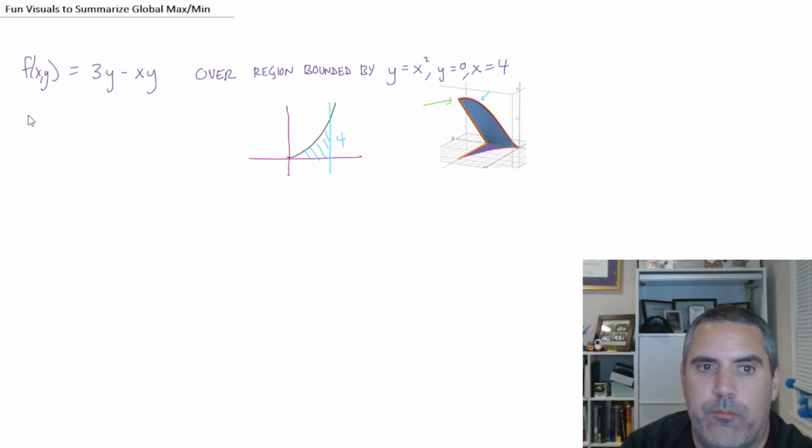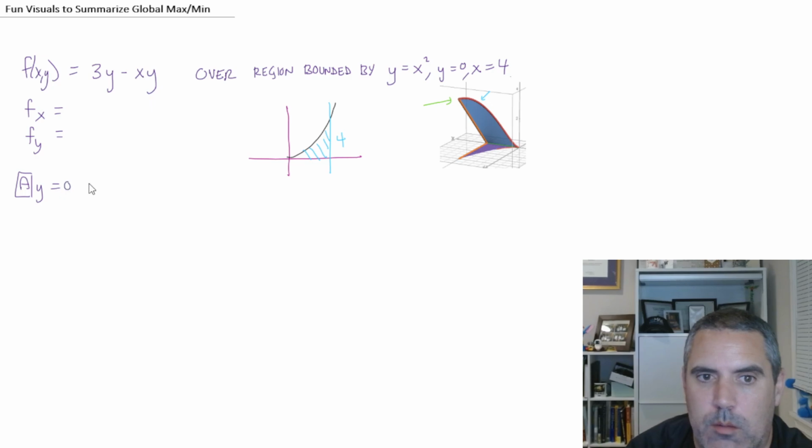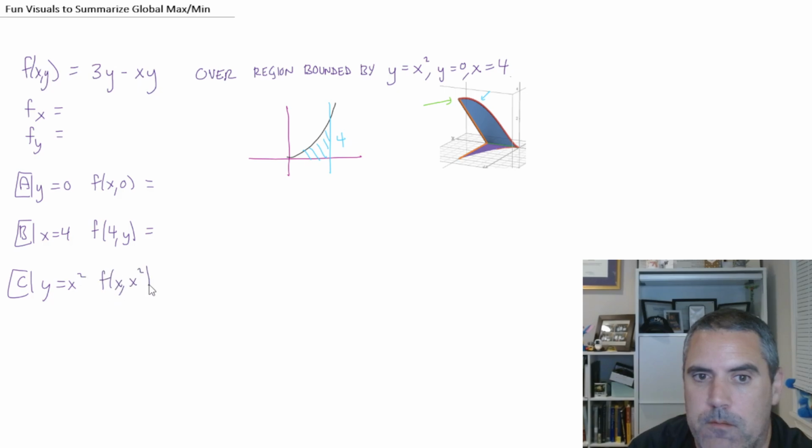What is our job here? We're going to do the partials with respect to x and y to see if the surface itself has any bumps in the region, set them both equal to 0 and solve. And unfortunately, we have three sides. We have y equals 0 as one side, and we're going to plug that into our surface, get a one variable function and analyze it. We're going to do x equals 4, plug that into our surface, get a one variable function and analyze it. And we're going to plug in y equals x squared, get a one variable function and analyze it. That's the game. Let's look at another one.